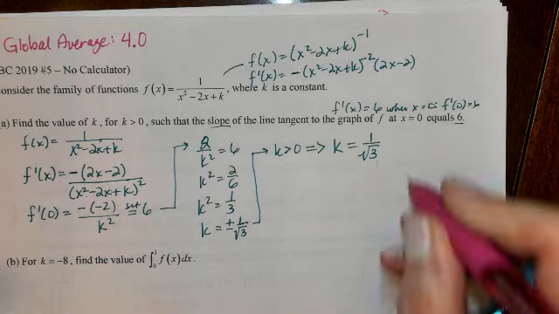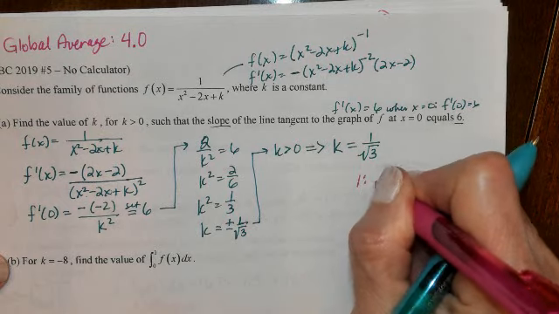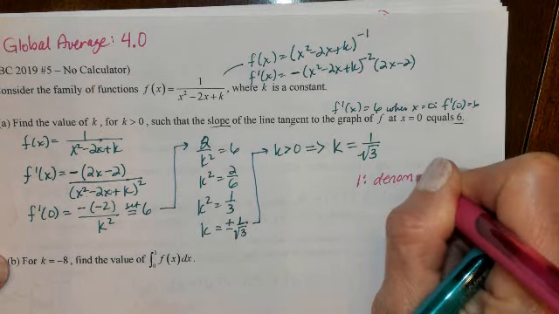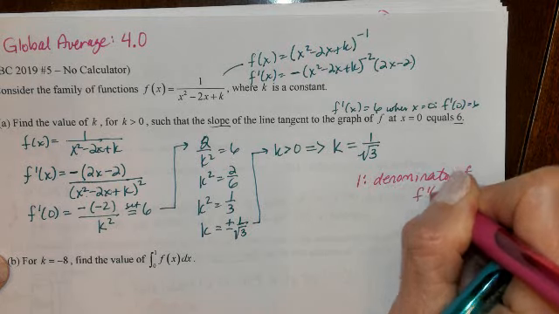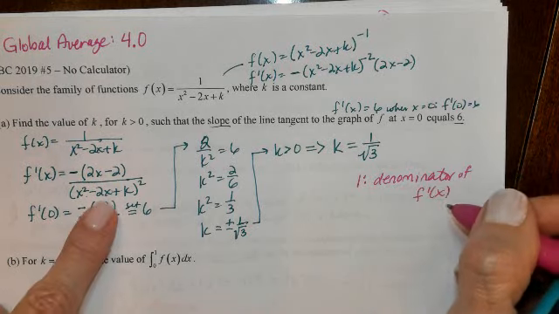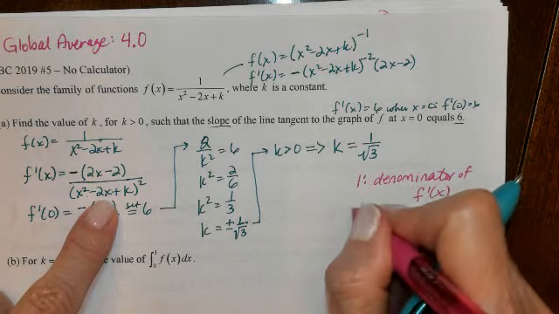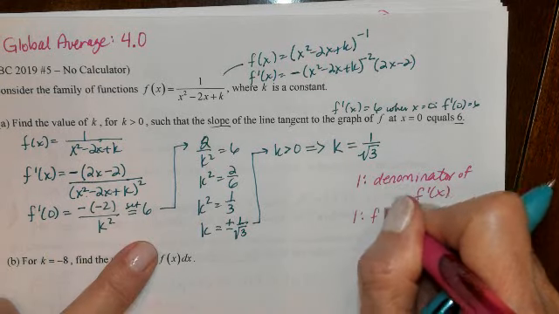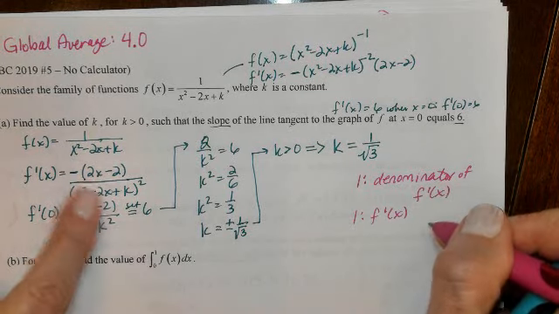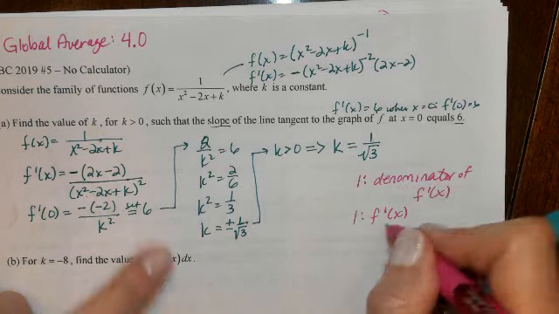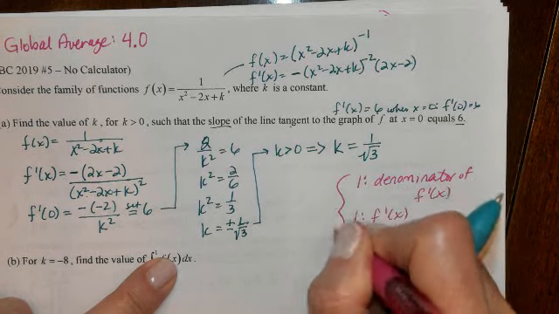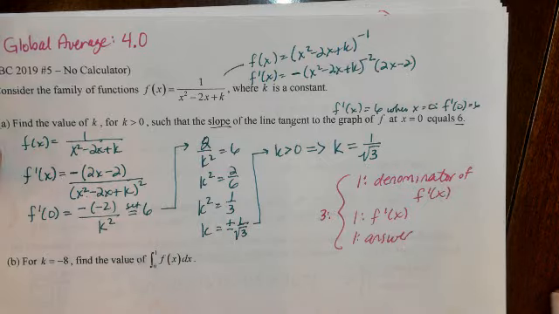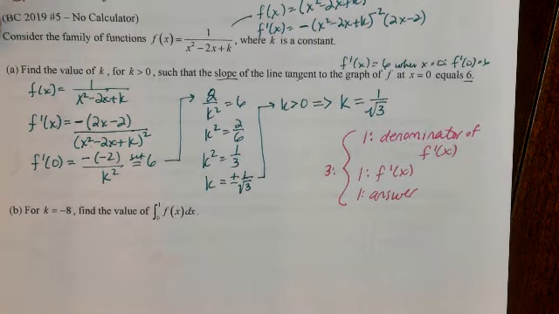This was worth 3 points. 1 point for the denominator of f prime of x. So 1 point just for that denominator. 1 point for the entire f prime of x, and then 1 point for the answer. So how did you do on that one?